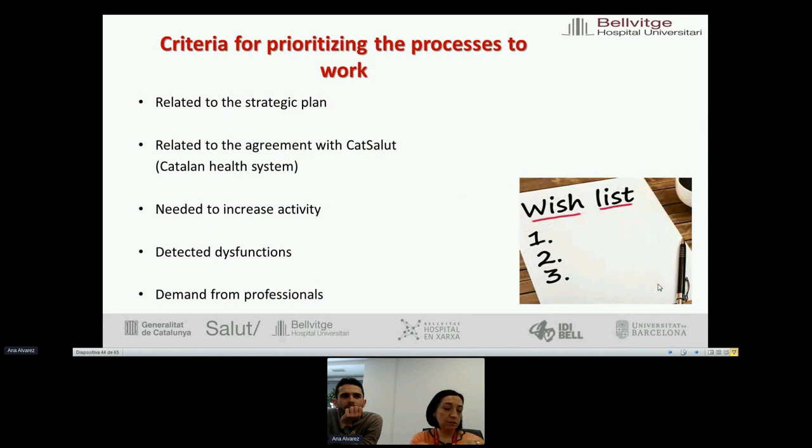We had to start somewhere, and we had some criteria for prioritizing. First of all, those processes related to the strategic plan of the hospital, or to the agreement we have with CatSalut that we renew every year. So we have to focus on the things that they are asking us to improve or to make new. We needed to increase activity because we had to clean that waiting list, and we detected a lot of dysfunctions, not only from the management board, but also from professionals that wanted to improve the things they were doing every day.